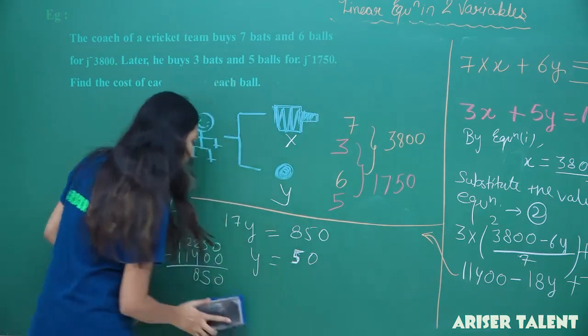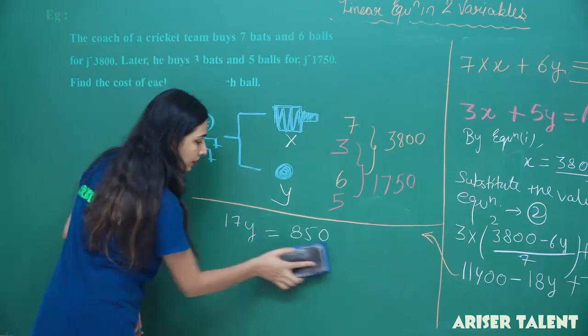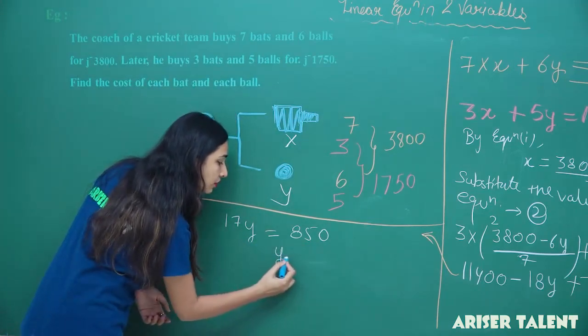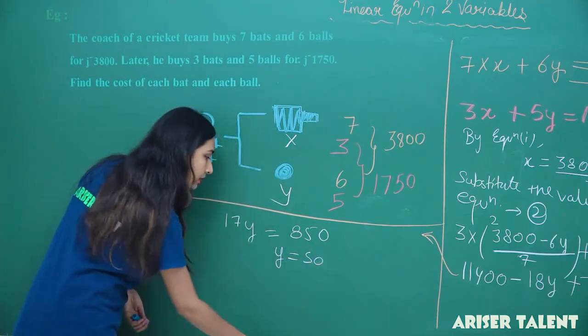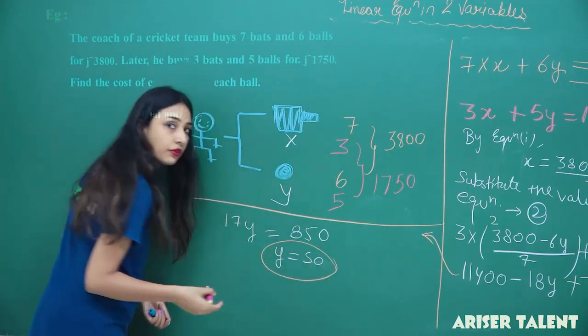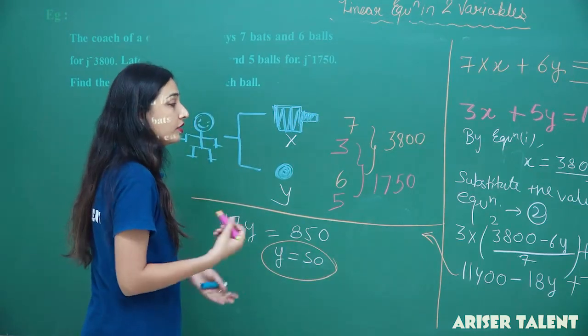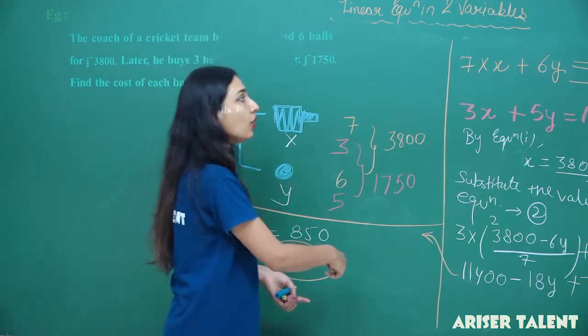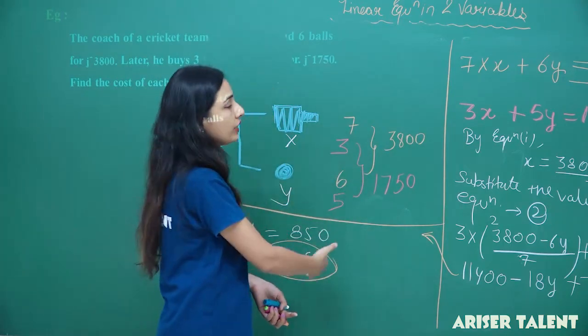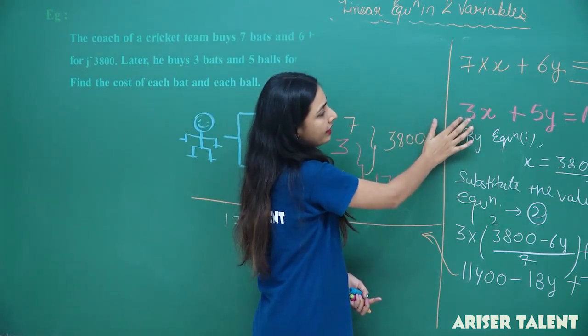Y equals 50. Now this is one. Y equals 50. So what is the value of x? Just put the value of y that you got into the equation.